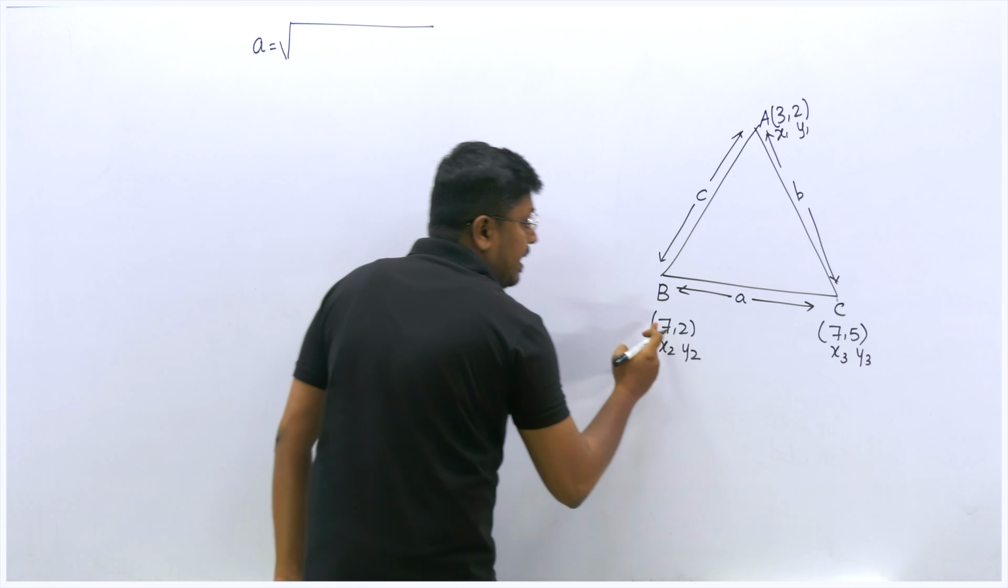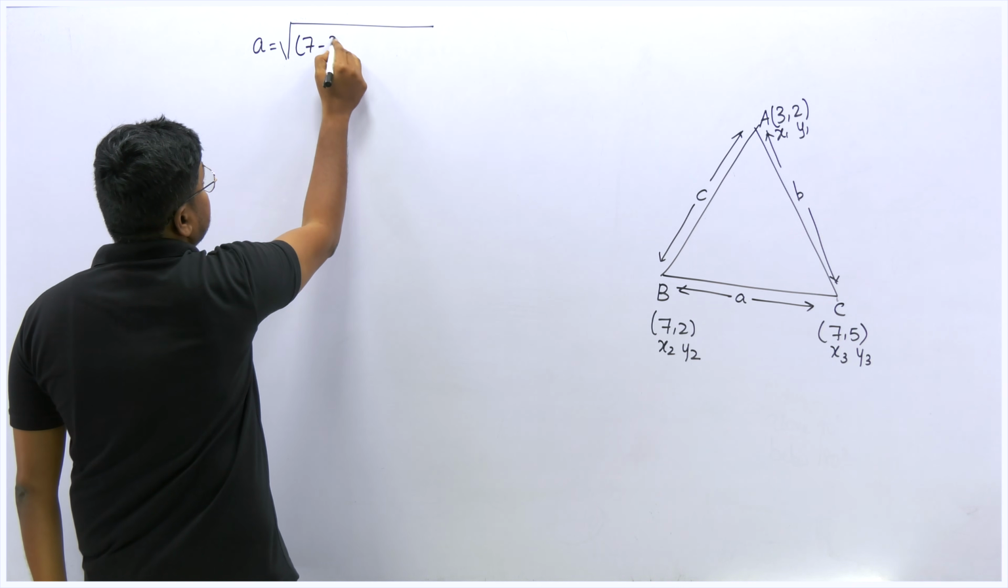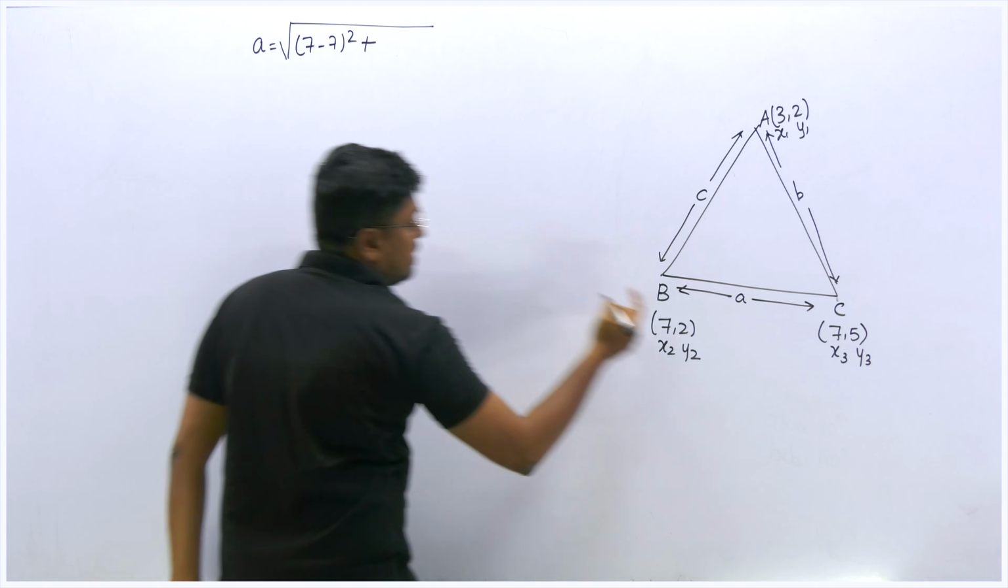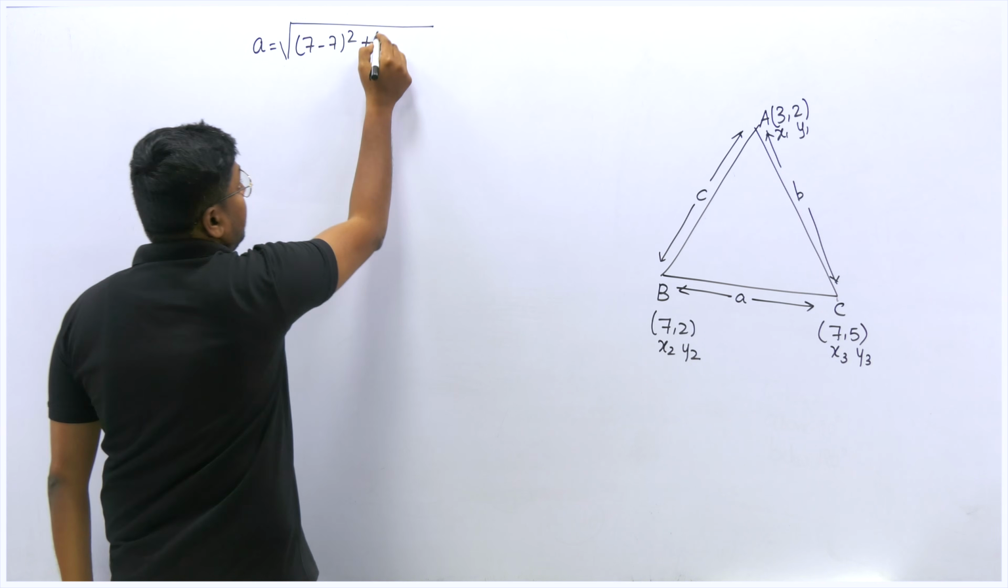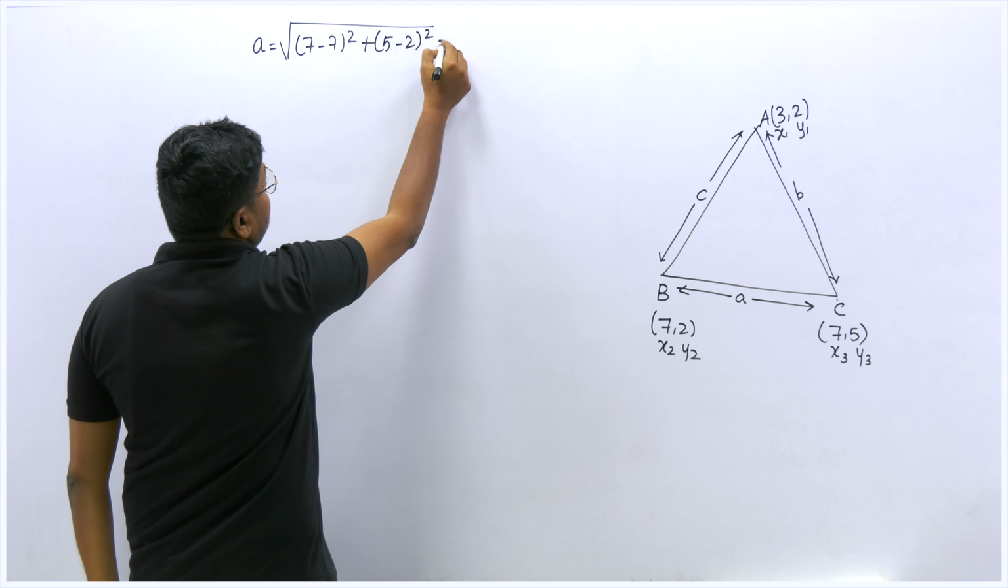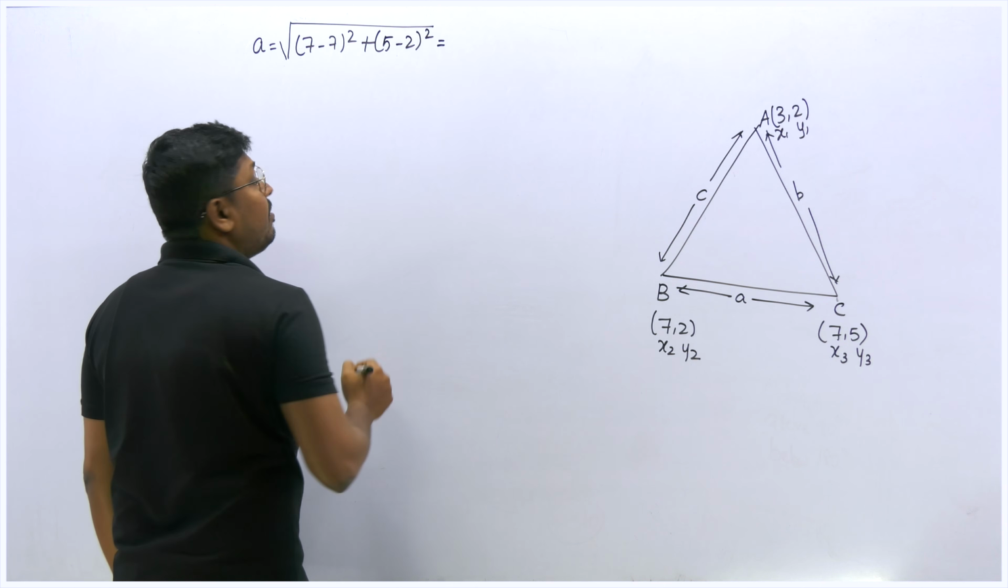So 7 minus 7 the whole square, plus, here we have 5, here we have 2, so 5 minus 2 the whole square. So friends, understood or not? That will be the value of a.